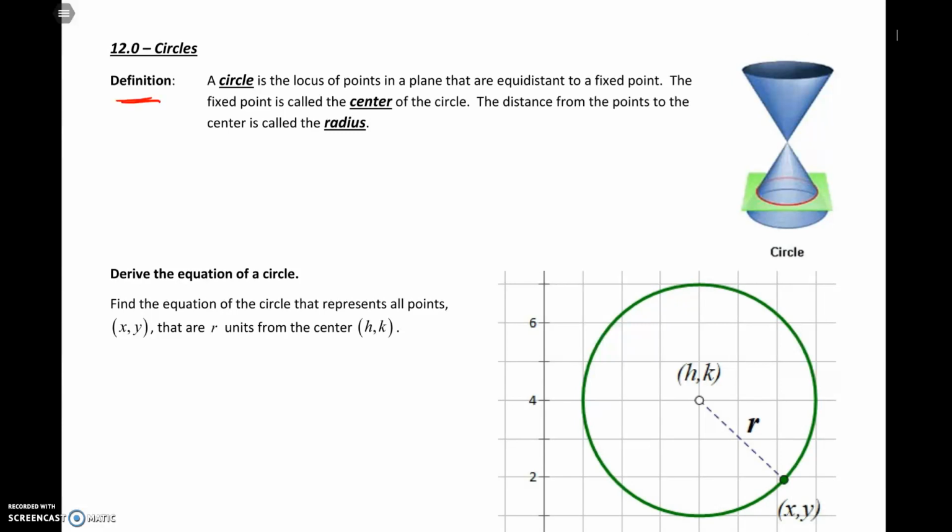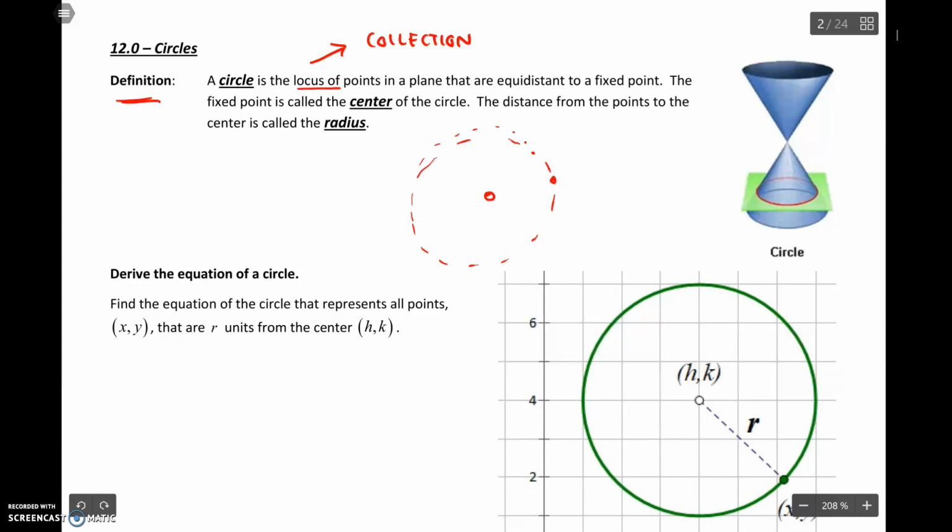A circle is the locus of points. If you've never heard this phrase before, locus of points simply means collection of points. It's the collection of points in a plane that are equidistant from a fixed point. You guys know this. You've got a fixed point and a certain distance, so every point that distance away from the fixed point, you're going to put another point. If you look at all of those points collectively, it forms basically a circle.